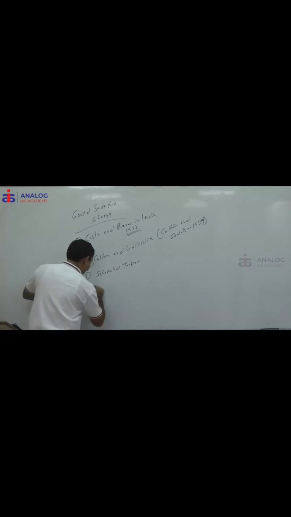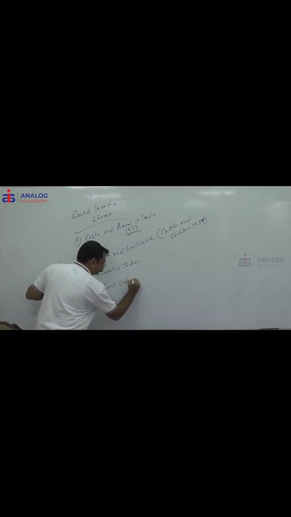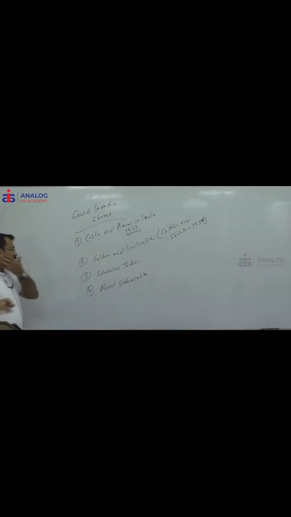Number 4, Rural Urbanization. If you remember, what was the first essay that was written by G.S. Ghurye? The essay which got him scholarship to study in London. Bombay as an urban center. Clear? Urbanization as a topic has always intrigued me.